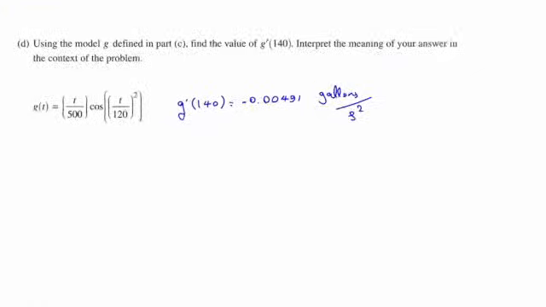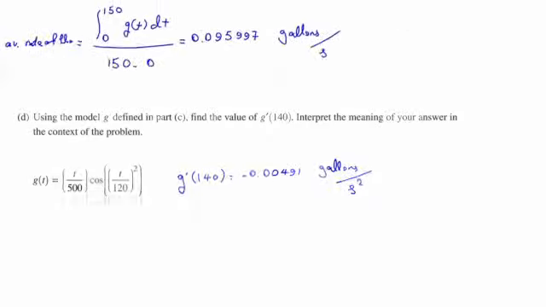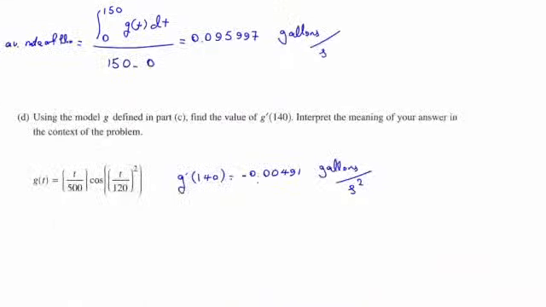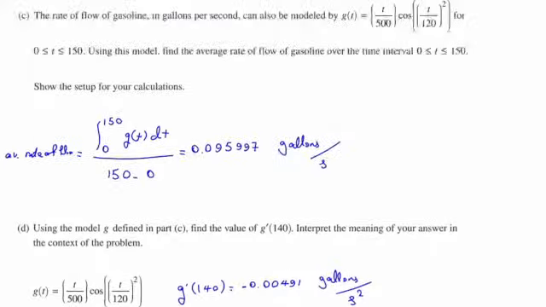Now it says interpret the meaning of your answer in the context of the problem. G of t was what? G of t is the rate of flow of gasoline in gallons per second. So when it is equal to negative 0.00491, it says interpret. You can say exactly this definition.